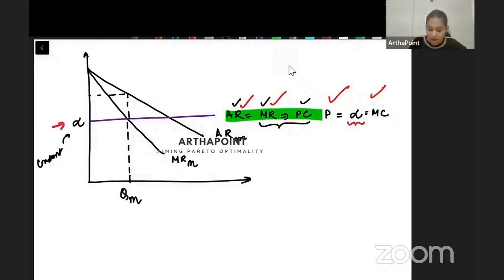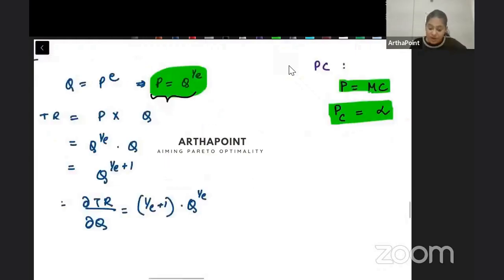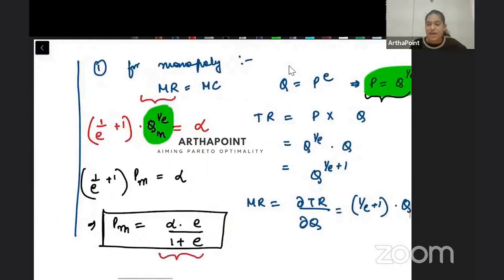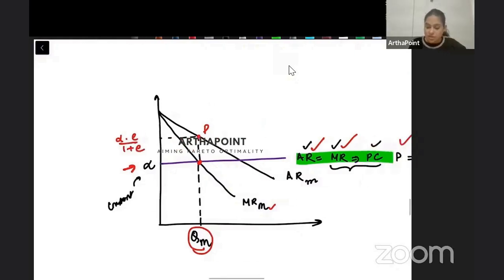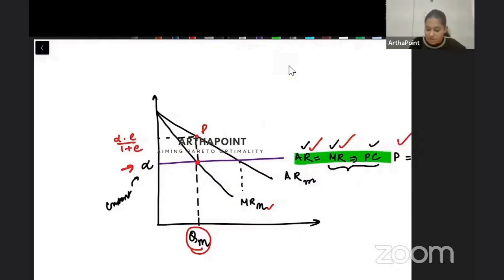For the monopolist, MR and MC, MC is alpha. MC is given to me as constant. So for the monopolist, MR is equal to MC here. This is the quantity he will sell, and the price at which he will sell is the price that he gets from the AR curve. And this price we have found out as alpha E upon 1 plus E. This is the price at which he will sell. A perfectly competitive firm will sell here. Its quantity will be this.